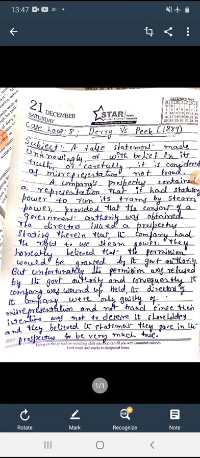They believed what they gave in the prospectus was true, but unfortunately they were not able to get the permission. So the shareholders sued the directors, but the court stated that the directors are guilty only of misrepresentation, not fraud, because their intention was not to deceive the shareholders. Their intention was good, but unfortunately they did not get the permission. It was an unknown fact, so it is considered only misrepresentation, not fraud. This is about Derry versus Peek.